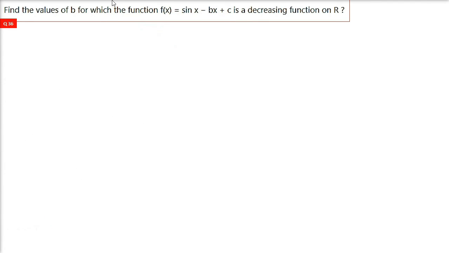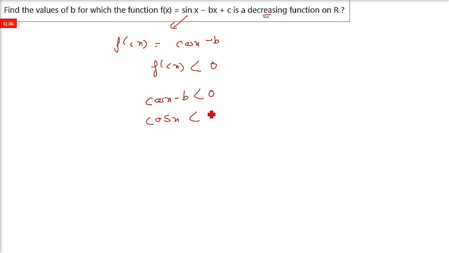Find the values of b for which the function f(x) = sin x - bx + c is decreasing on R. We'll just differentiate this: f'(x) = cos x - b. Since f is decreasing, f'(x) should be less than 0. That means cos x - b < 0, so cos x should be less than b.